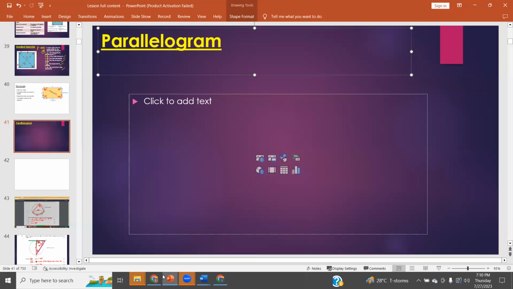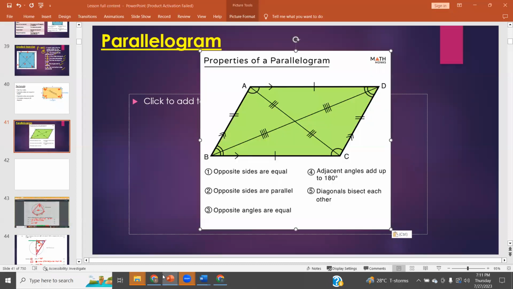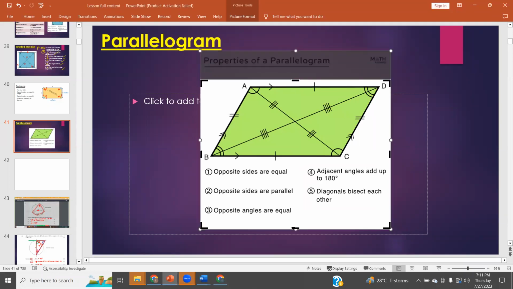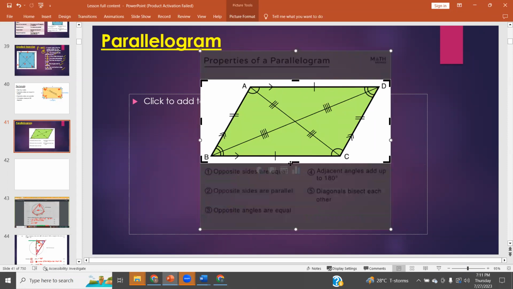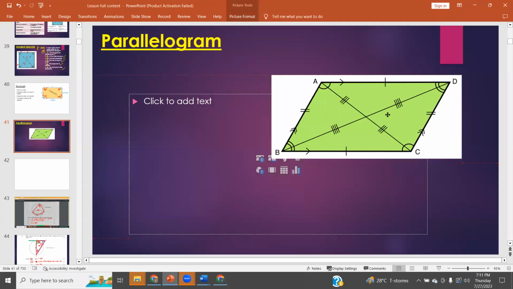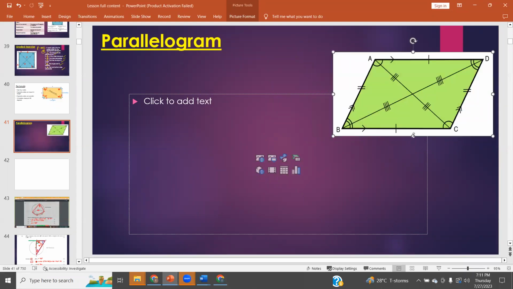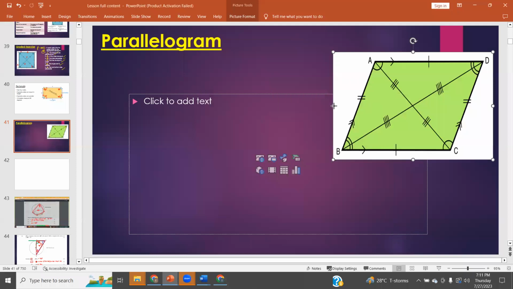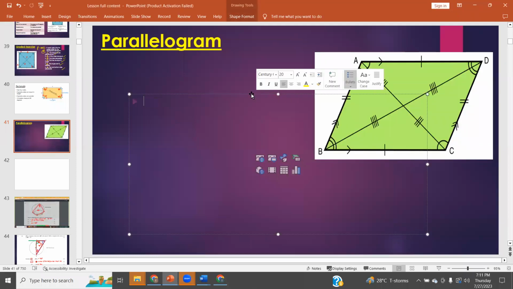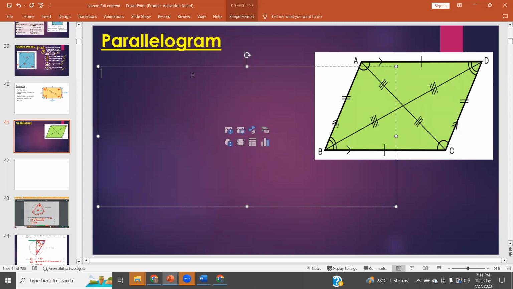So let's look at the properties of a parallelogram. I'm going to put the image of a parallelogram on the screen so you can see it. So this is a parallelogram. We have to understand the properties of this parallelogram very well. This is where it becomes interesting. Every feature on here matters, or else you will misunderstand what's happening.